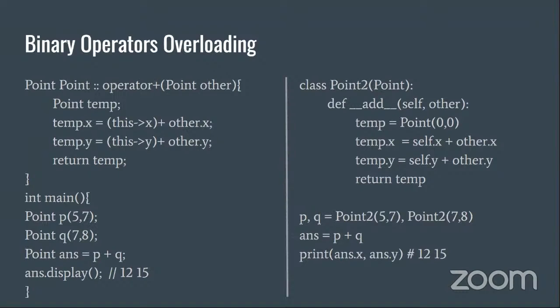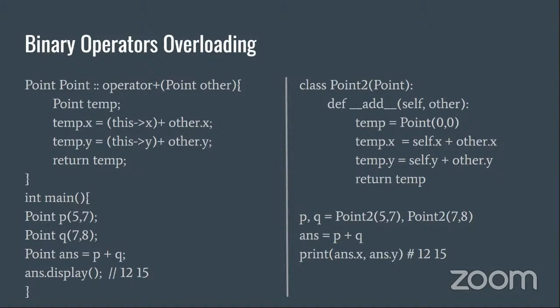So here is the first example for binary operators overloading, plus. On the left side is the code for C++, and on the right side we have the code for Python. Let's start with C++ first. In the main function, first we have defined two points here, 5, 7 and 7, 8. This 5 and 7 will be assigned to the x and y member variables of the class respectively.